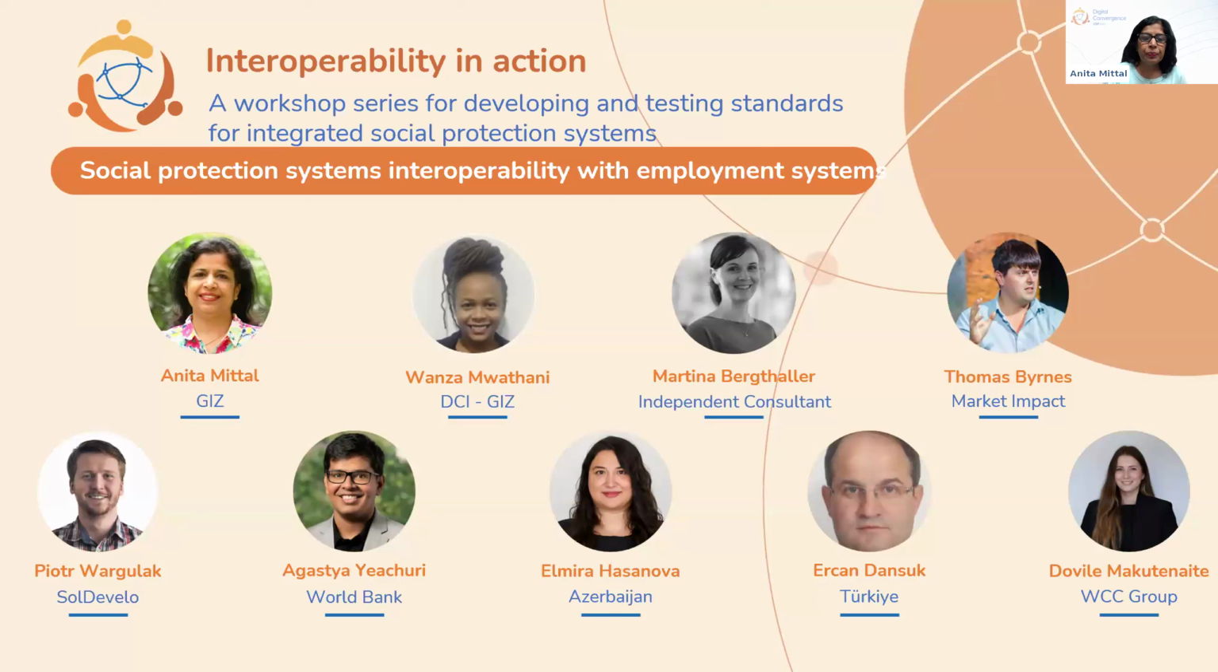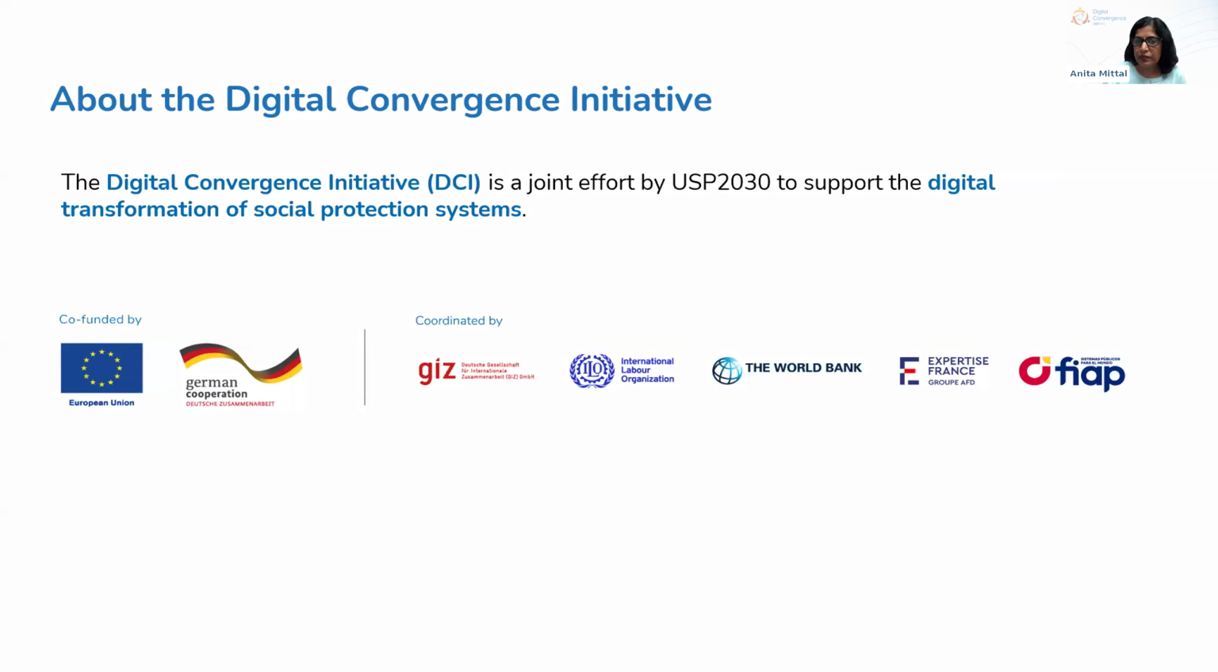Moving on. So what is this DCI, which is organizing this event? Quite a few of our audience is already familiar with it, but to bring everybody on the same page, DCI is a joint effort by USP 2030 to support the digital transformation of social protection systems. This is funded by the European Union as well as the German government and implemented by 5 partners: GIZ, ILO, World Bank, Expertise France, and FIAT.